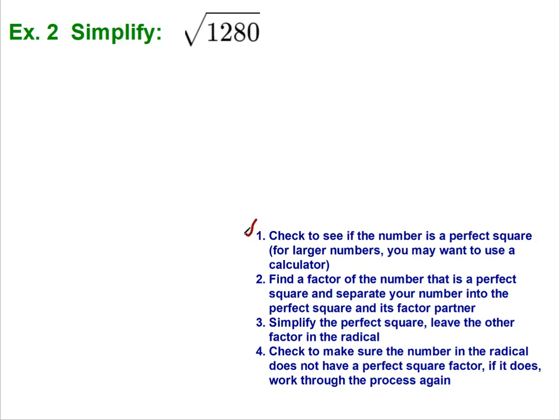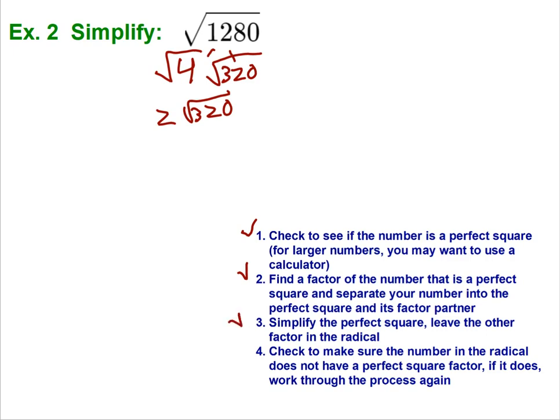So I'm going to take a look at this number, and I'm going to think, what's a perfect square that I think might go into 1,280? Well, I know 4 goes into 1,280. And if I do 1,280 divided by 4, I'm going to get 320. Okay. So if I do the square root of 4, that's 2. So I get 2 times the root of 320.